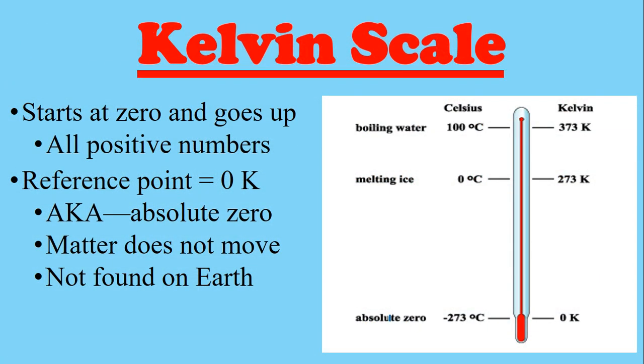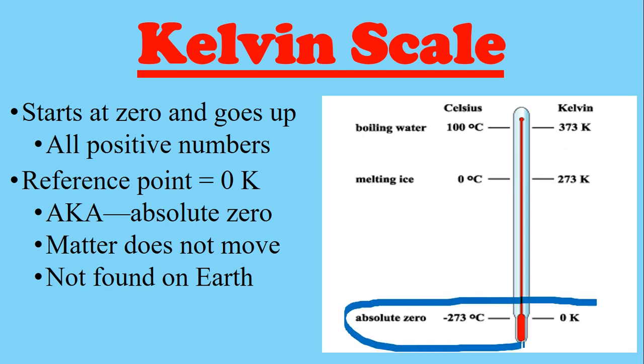Now, the Kelvin scale, a little bit more about it. It starts at 0 and it goes all the way up. It's all positive numbers, so there are no negative numbers on the Kelvin scale. And the reference point is 0 degrees Kelvin, also known as negative 273 degrees Celsius. We call that absolute zero.